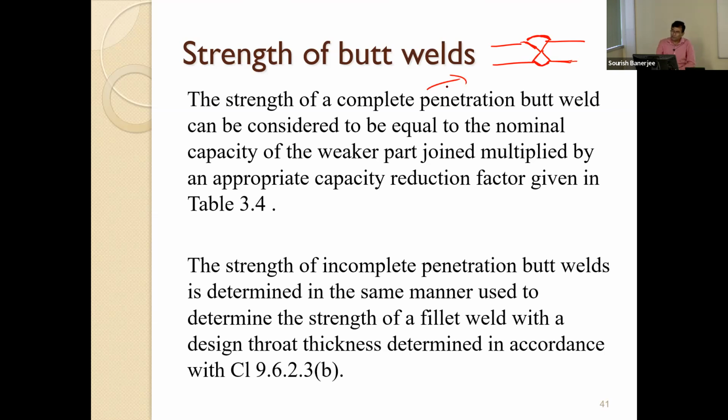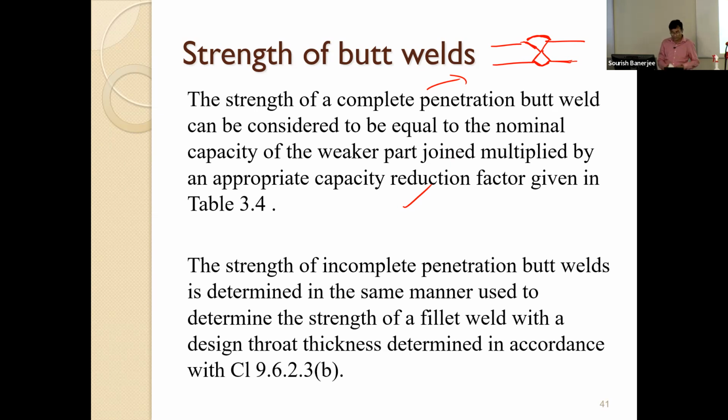Suppose this is a complete penetration butt weld, and the strength of that can be considered to be equal to the nominal capacity of the weaker part joint multiplied by an appropriate capacity reduction factor given in table 3.4. This is an important one. However, let's look into the standard, what the standard says.